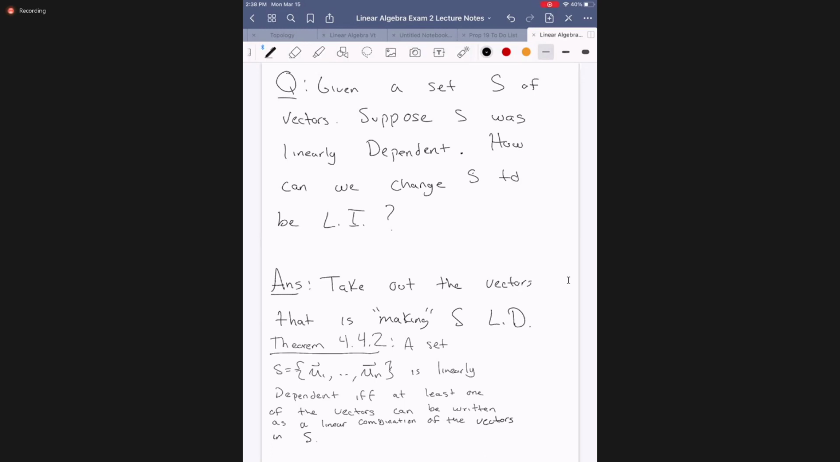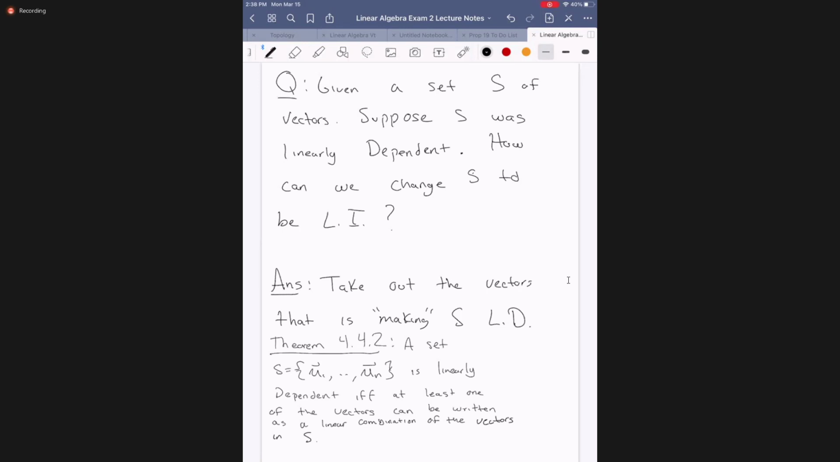And all you have to do at that point is then take out that vector that you can write as a linear combination of the others, and what's remaining should be linearly independent. Now, there could be multiple ones in there that are linear combinations of others, so all you have to do is check which ones are linear combinations of the others and take all of those out, and then the remaining set is linearly independent, okay? Okay, so that's the idea for that.